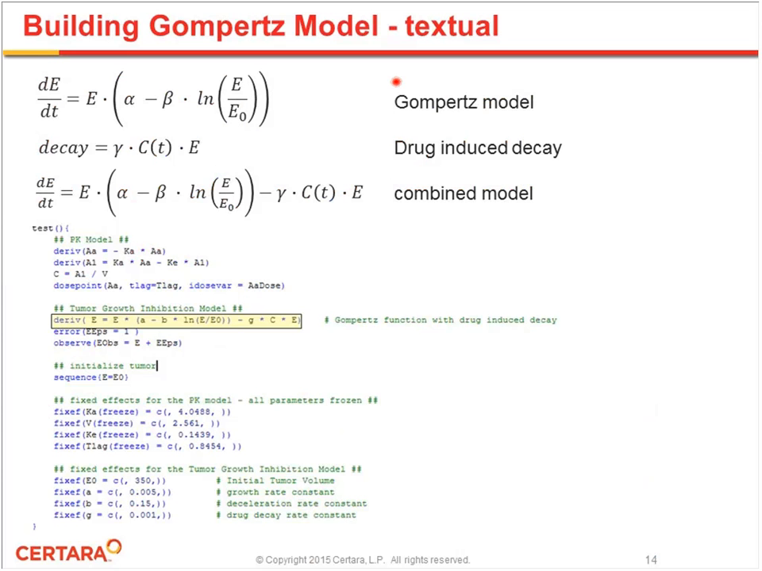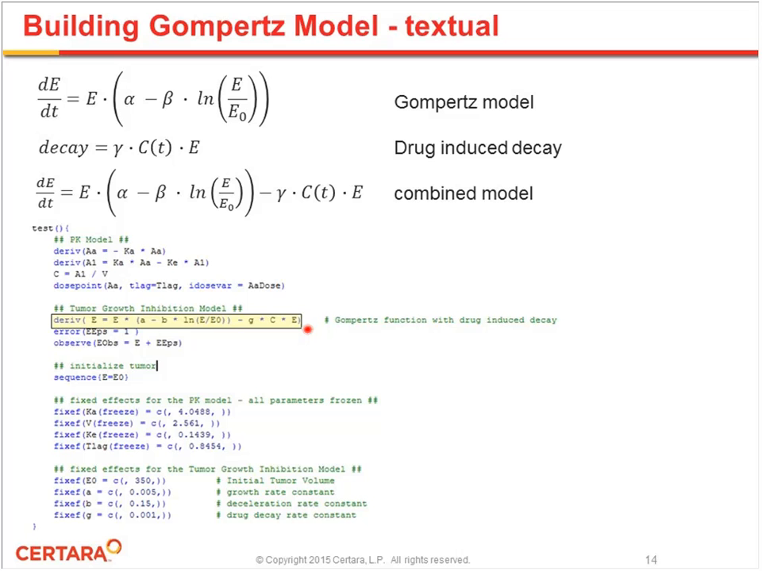So here we have the differential equations for the Gompertz model. This is how it looks. And for the decay, we have a proportionality factor gamma that we use here. And we can combine the Gompertz function with the decay function in this manner, just like this. And this is actually exactly the code that we need to write into our model box. And you see this highlighted here. It's exactly the same.